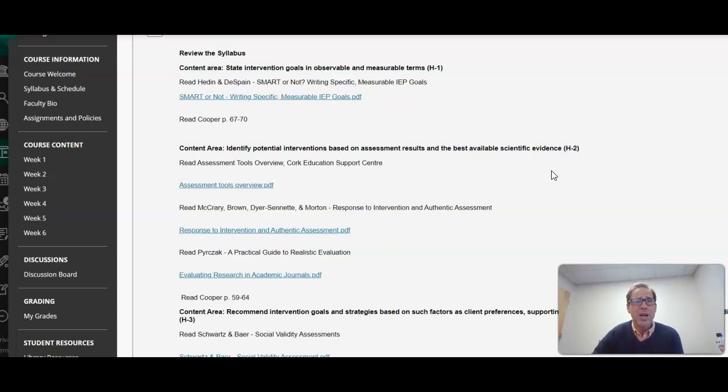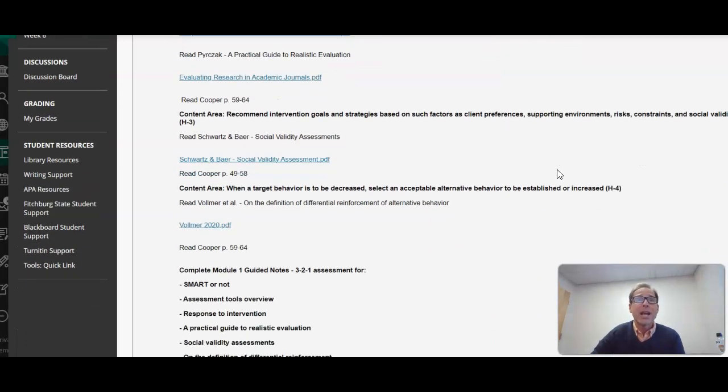Okay, so this content area H2 is about selecting our interventions based on assessment, but also based on what we have a body of research that would suggest that it's going to work. As we move into content area 3, recommend intervention goals and strategies based on such factors as client preference, supporting environments, risks, constraints, and social validity.